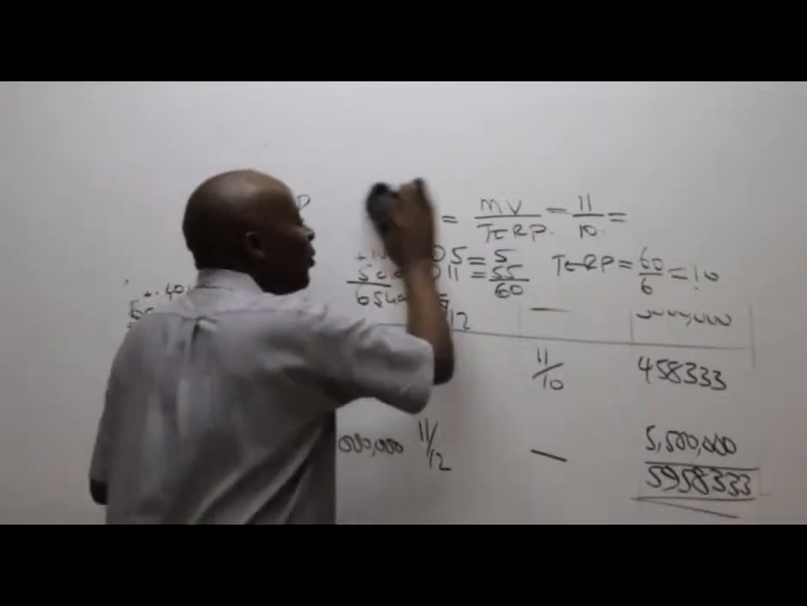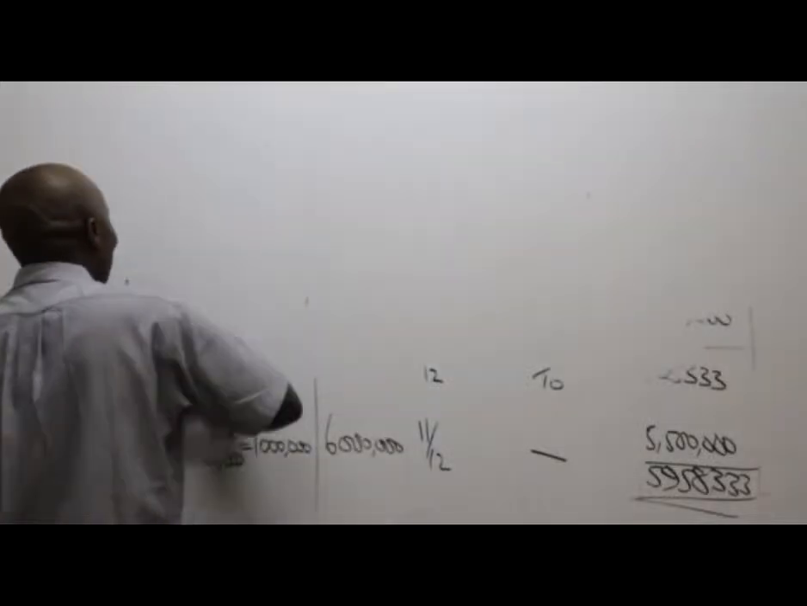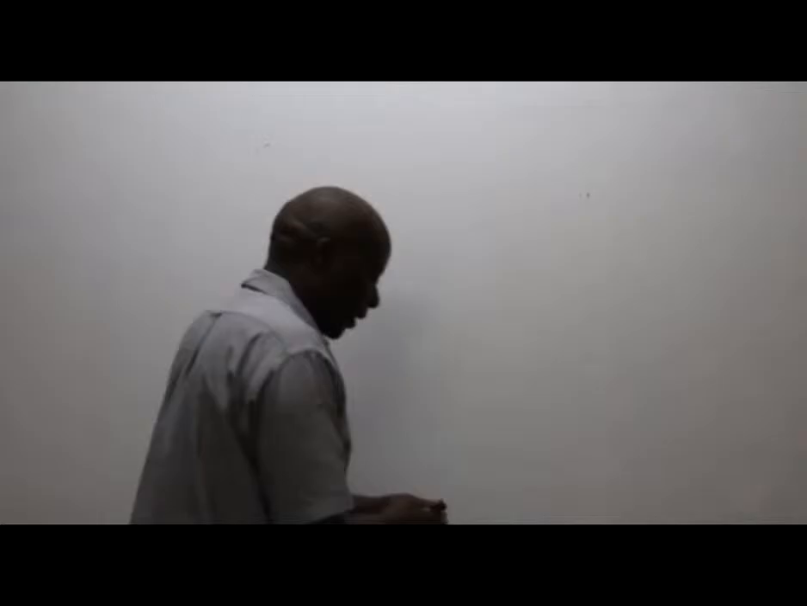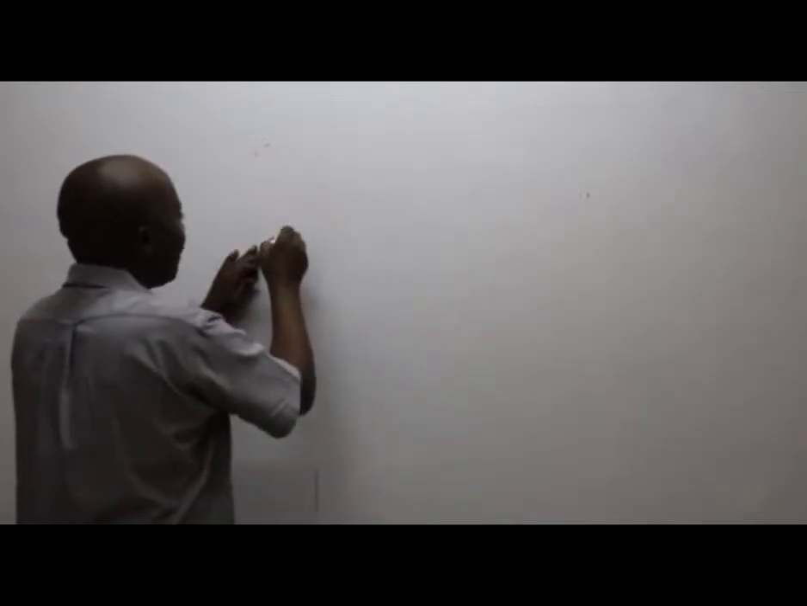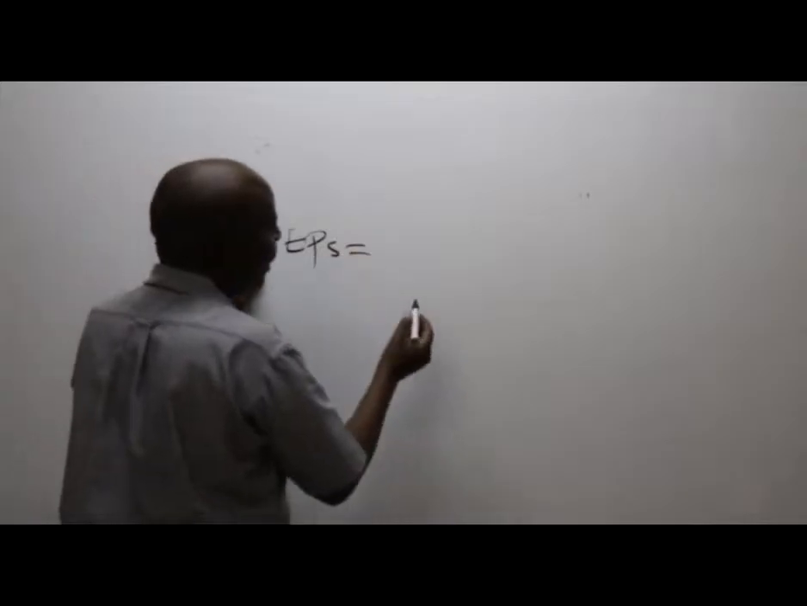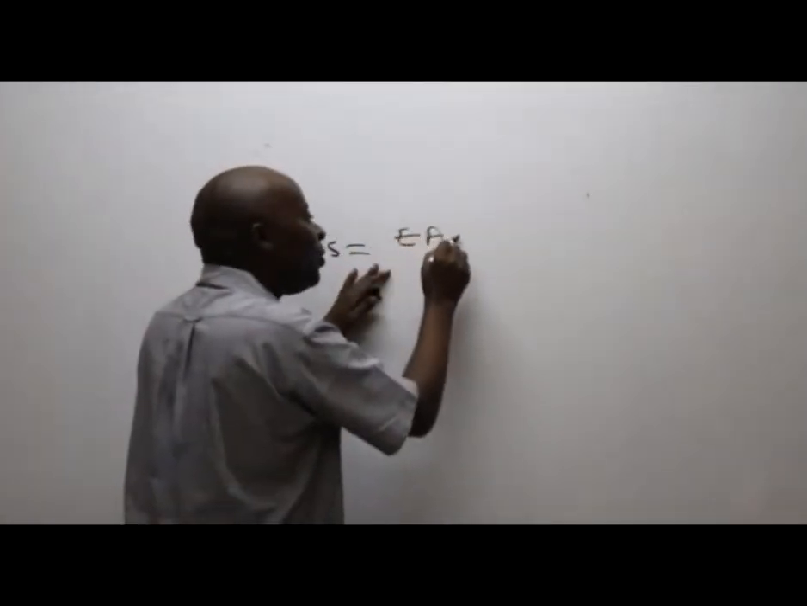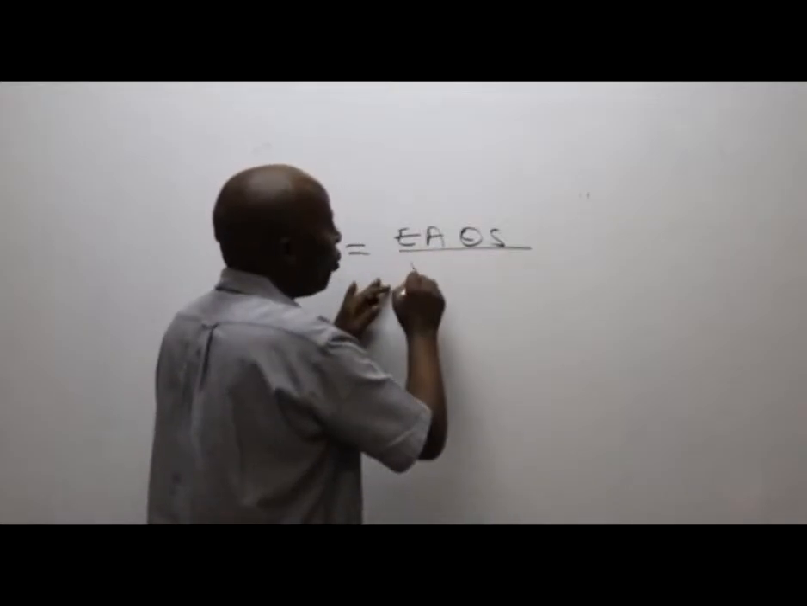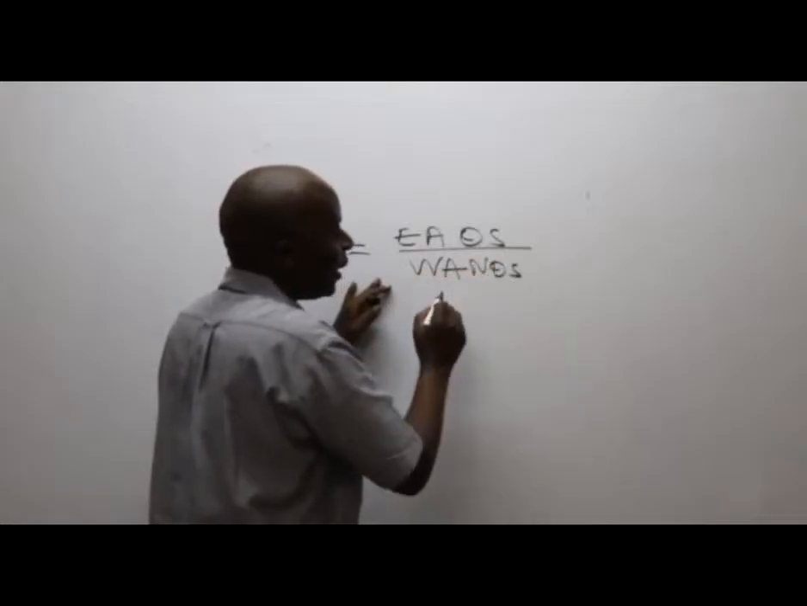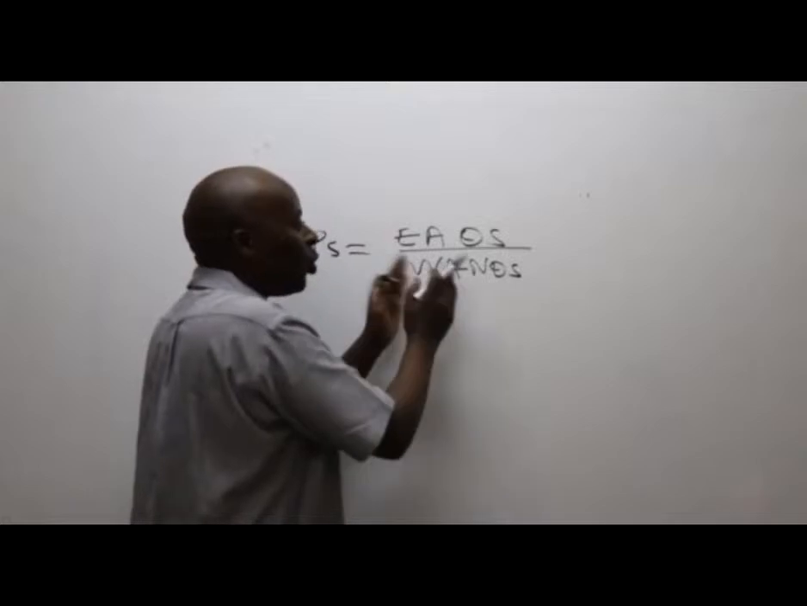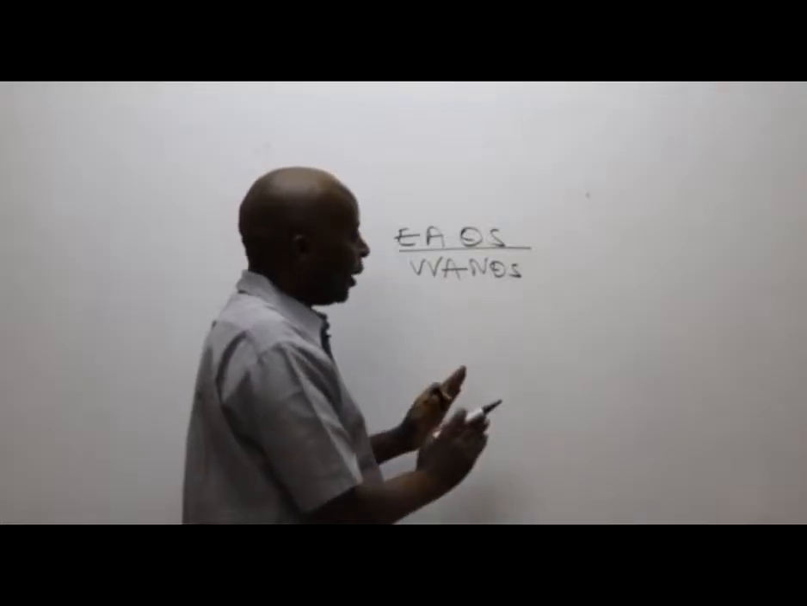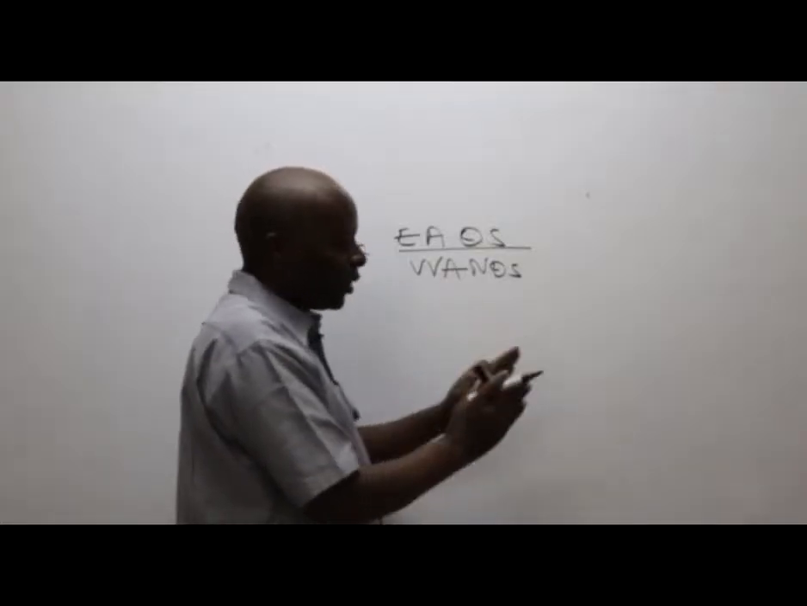So ladies and gentlemen, that is it. Now what I would want you to do is remember the formula for getting our earnings per share, the basic one. To get earnings per share, we take the earnings attributable to ordinary shareholders over the weighted average number of ordinary shares.